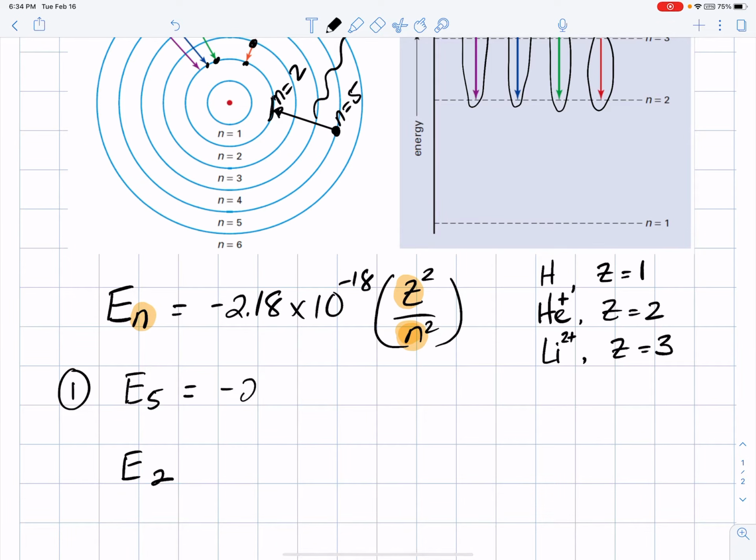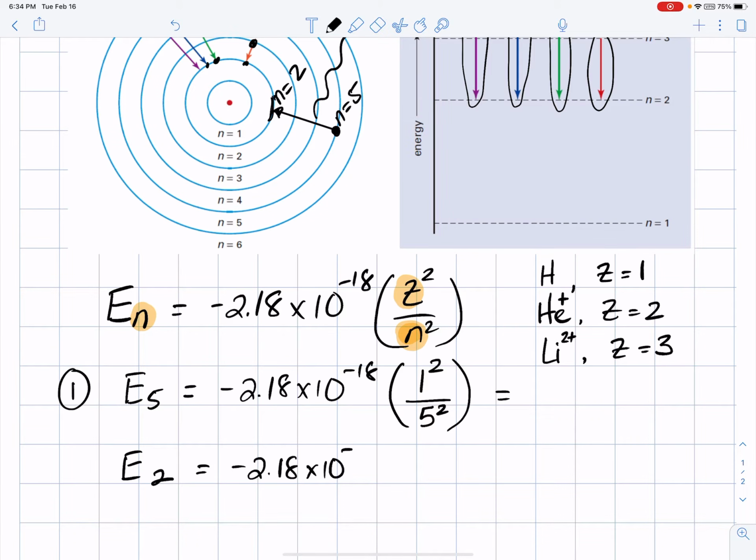So E5 would be negative 2.18 times 10 to the minus 18. We're talking about a hydrogen atom, so Z is 1, the atomic number, 1 squared. And we're talking about level 5, so n is 5, 5 squared. The energy in level 2 is negative 2.18 times 10 to the minus 18. Again, hydrogen has an atomic number of 1, and we're in level 2, so 2 squared.